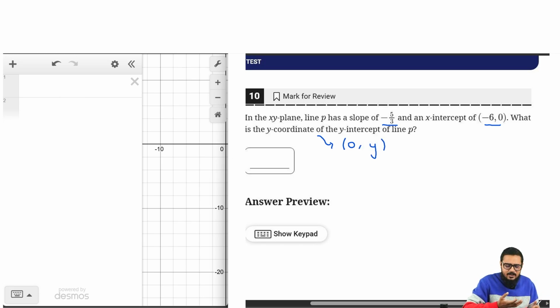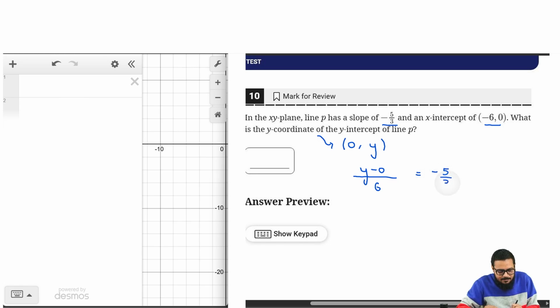So what if I apply the gradient formula, y2 minus y1 divided by x2 minus x1, because I know the gradient's value, right? So if I do y2 minus y1, that would be y minus 0. I'm going to do y minus 0 divided by x2 minus x1, that would be 0 minus minus 6, and 0 minus minus 6 would be positive 6, equals minus 5 over 3.